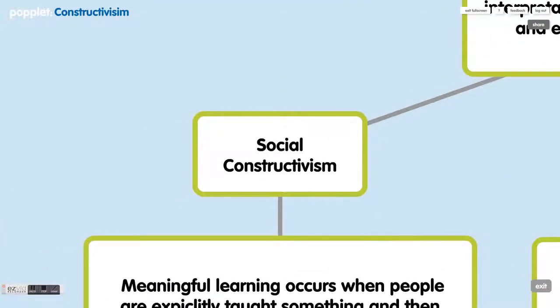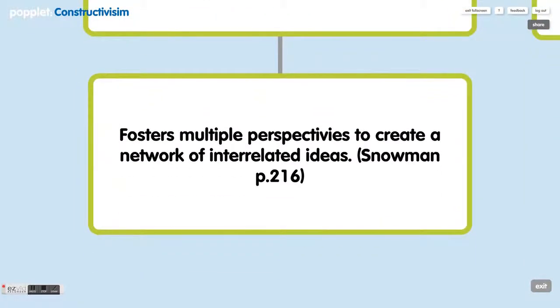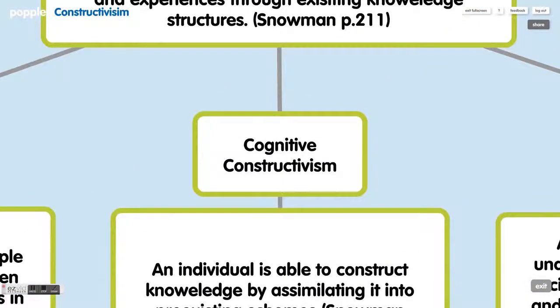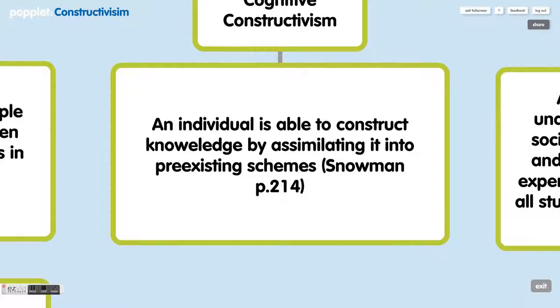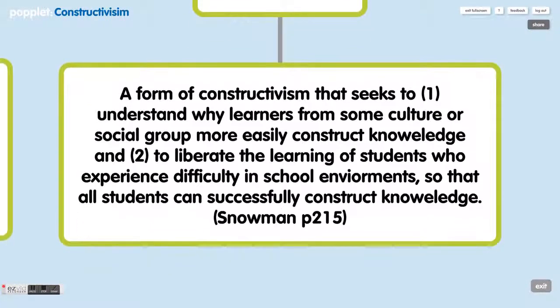First being social constructivism, in which meaningful learning occurs when people are explicitly taught something and then given the opportunity to use these tools in authentic, real-life social situations. It fosters multiple perspectives to create a new network of interrelated ideas. Secondly, cognitive constructivism, wherein an individual is able to construct knowledge by assimilating it into pre-existing schemes, much like cognitive theory.